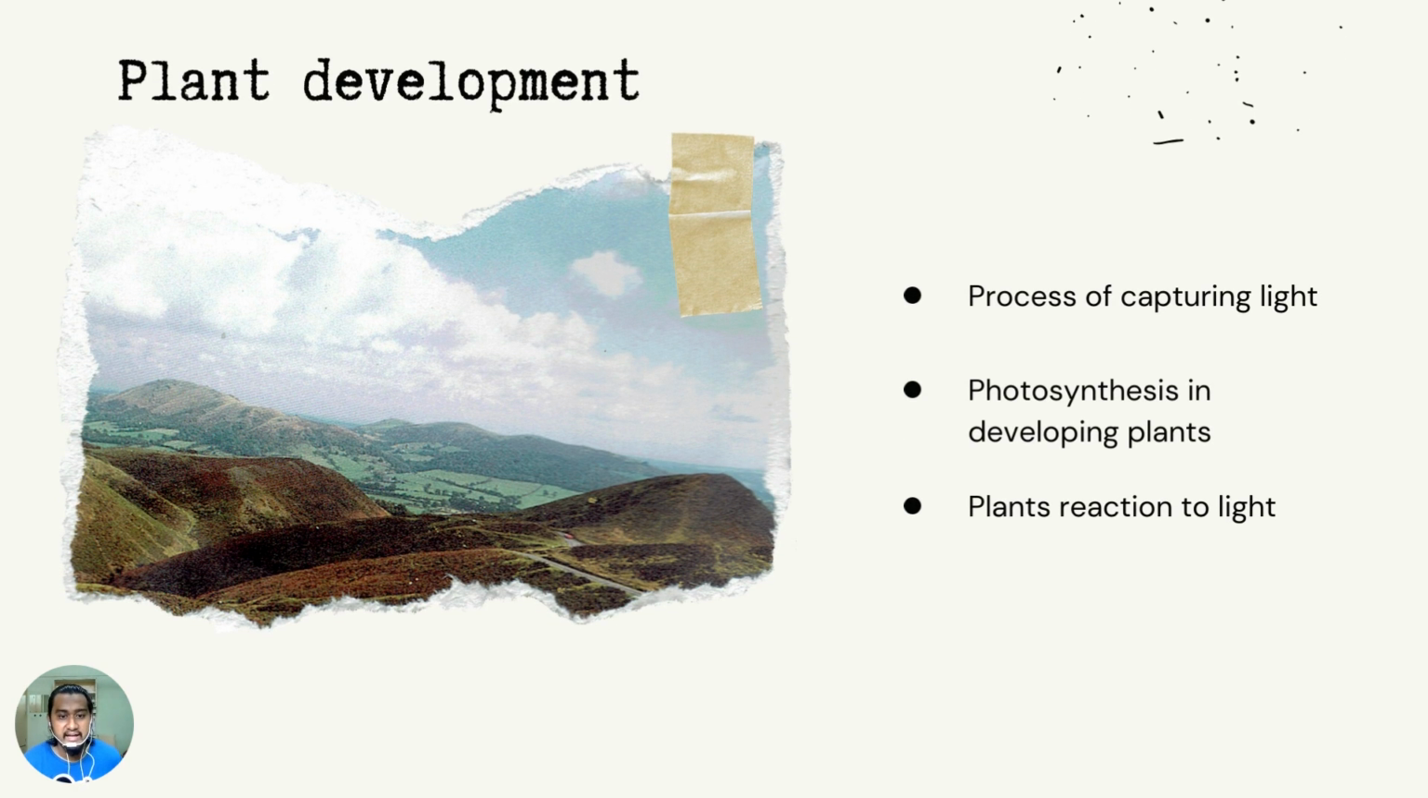There are three phenomena happening in plant development using light. The first is the process of capturing light. The second is the process of photosynthesis in developing the plant, and the other one is the plant's reaction to light.